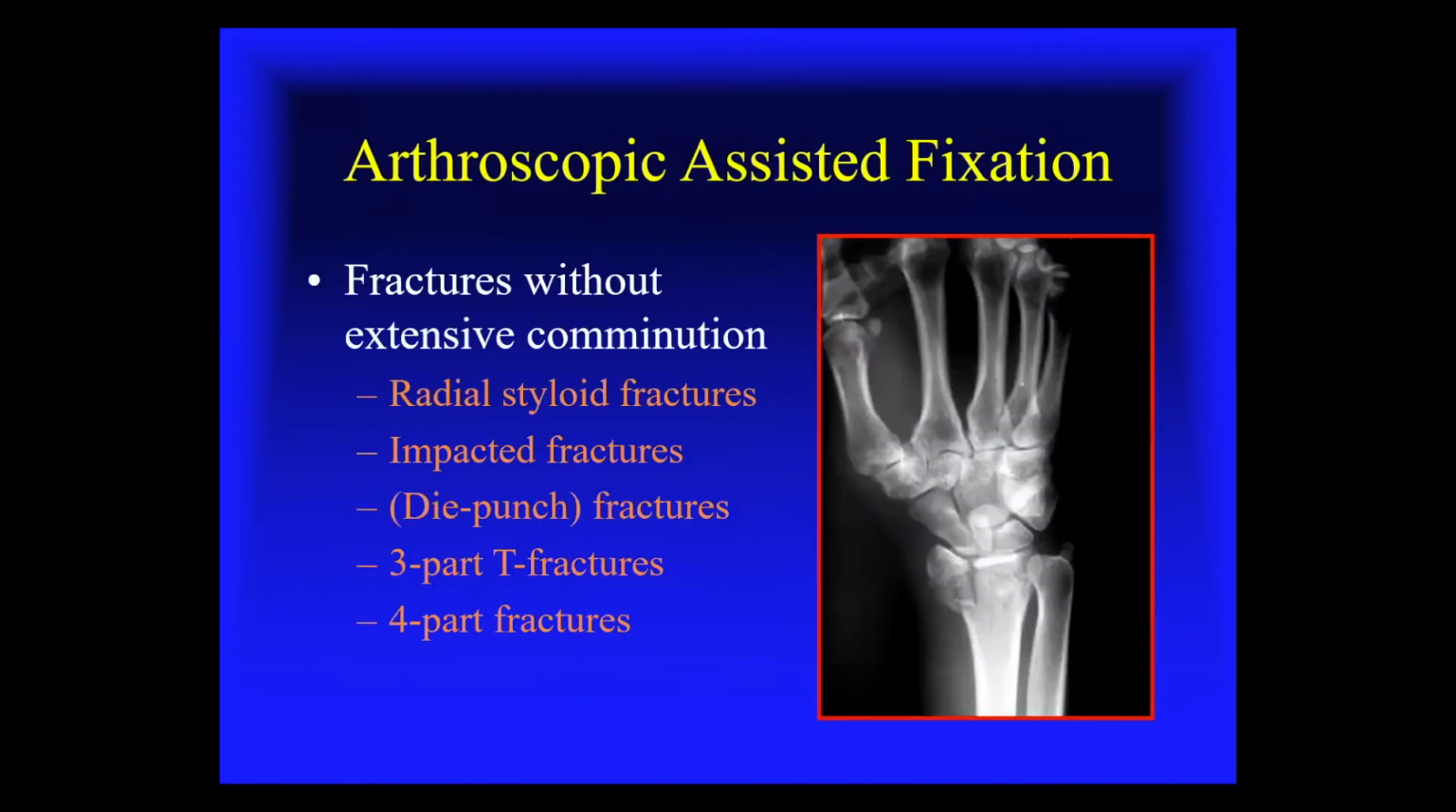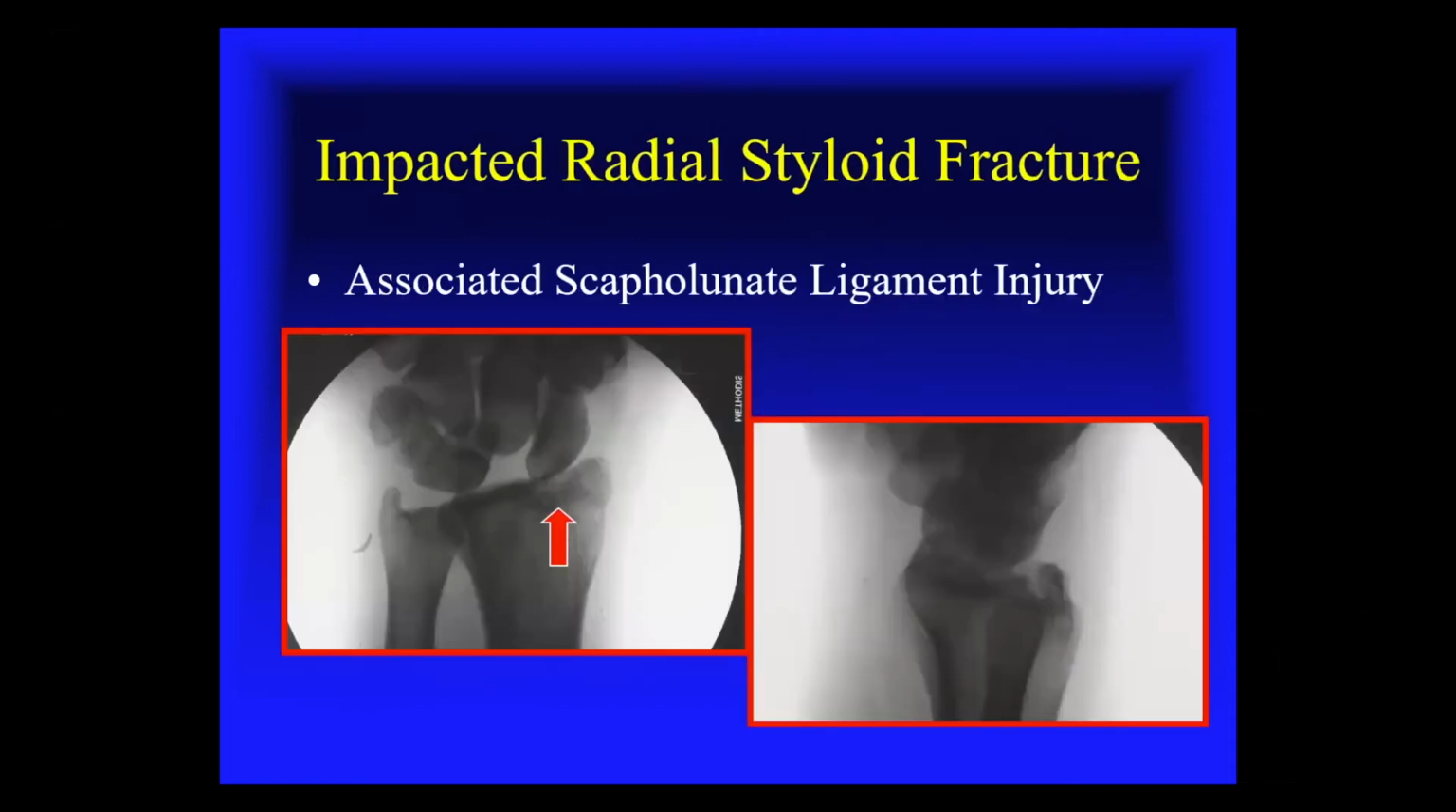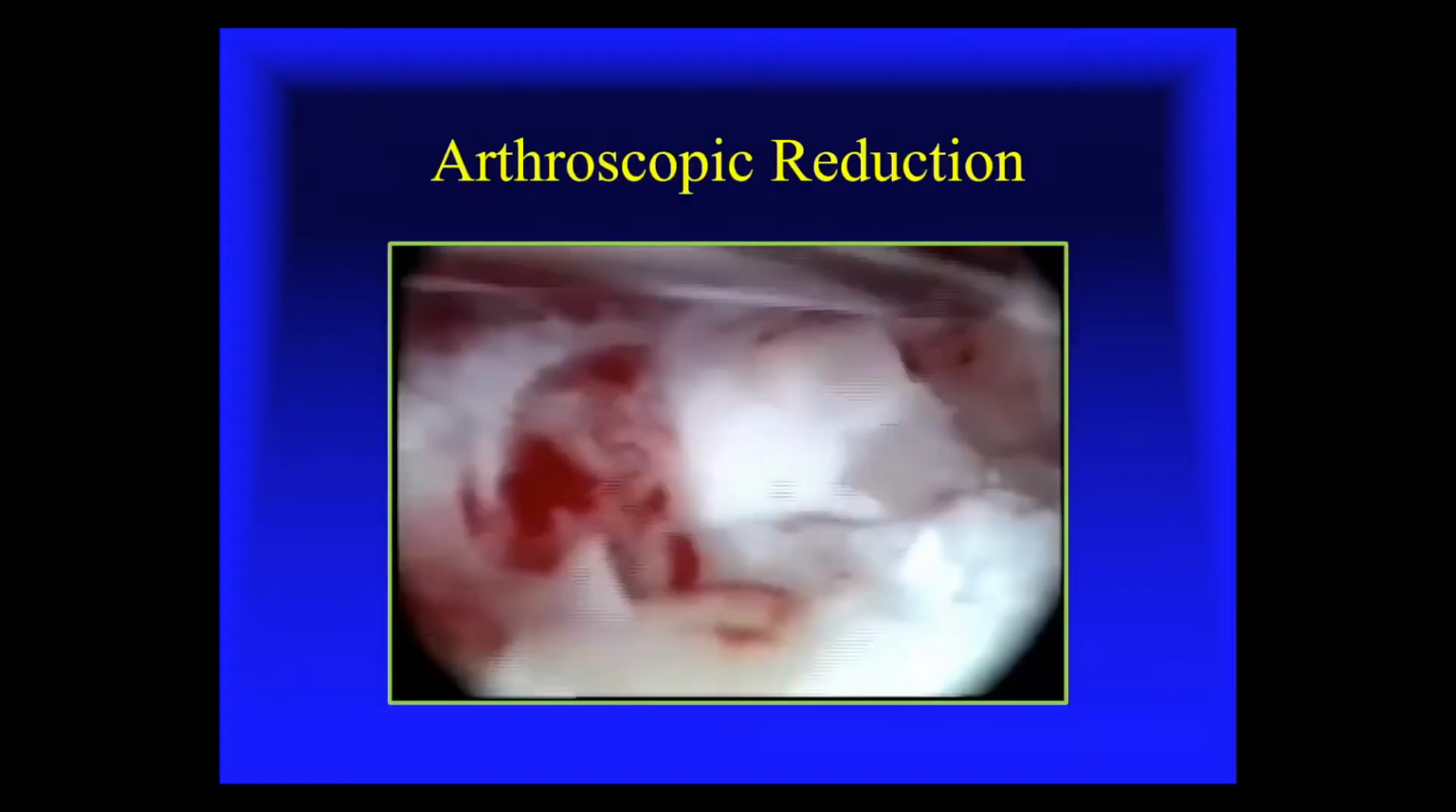What are the indications? Well, obviously, a radial styloid is a great one to do. Impacted fractures are very easy to do arthroscopically, but hard to do open. Die-punch, 3-part and 4-part fractures can be done, sometimes combining open with arthroscopic techniques. This is a perfect one. This was a very impacted scaphoid facet. This is very easy to see arthroscopically, but very hard, I think, to see open.